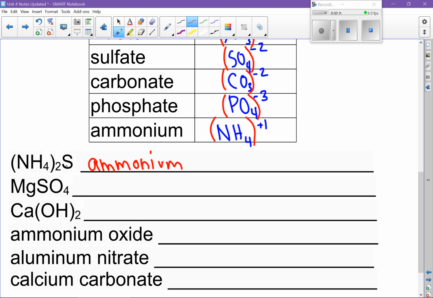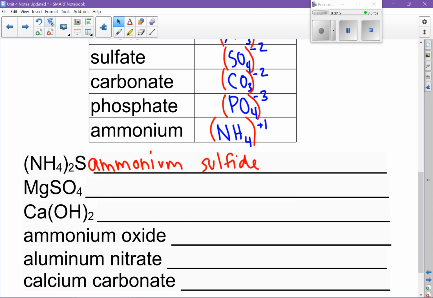Now, sulfur is the sulfur from the periodic table, so that ending can change to "ide." If it was SO4, then we would not change the ending. But this S is not a polyatomic ion. It's from the periodic table. Anything on the periodic table, you'll still do "ide" to the ending.